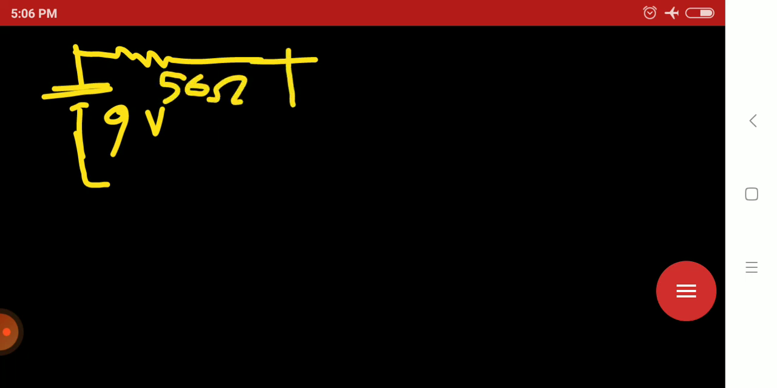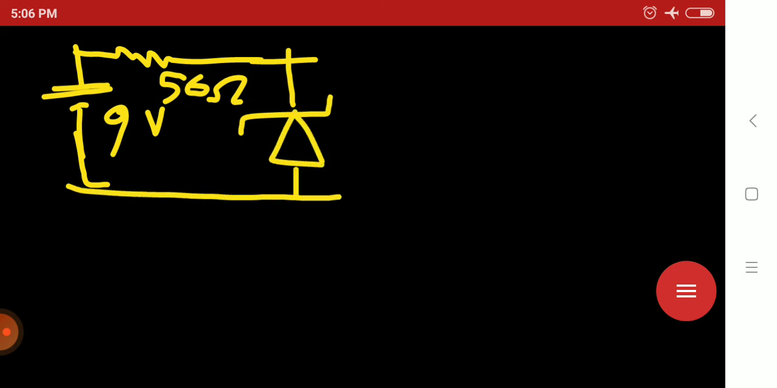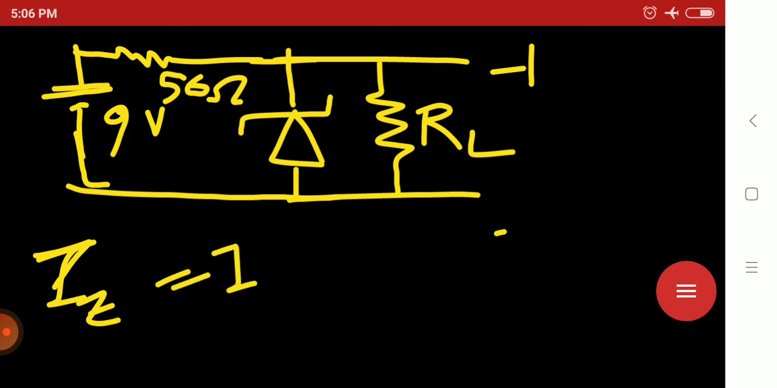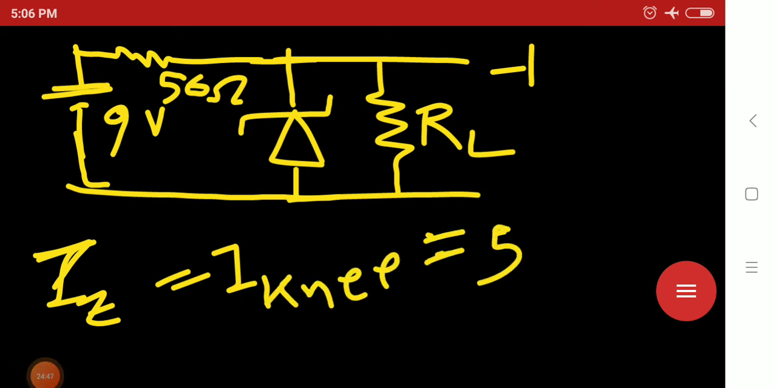Here the Zener diode is there. Here the load current is there. Here plus, here minus. Now Iz minimum, or I knee, equals 5 milliampere. 5 milliampere is given.